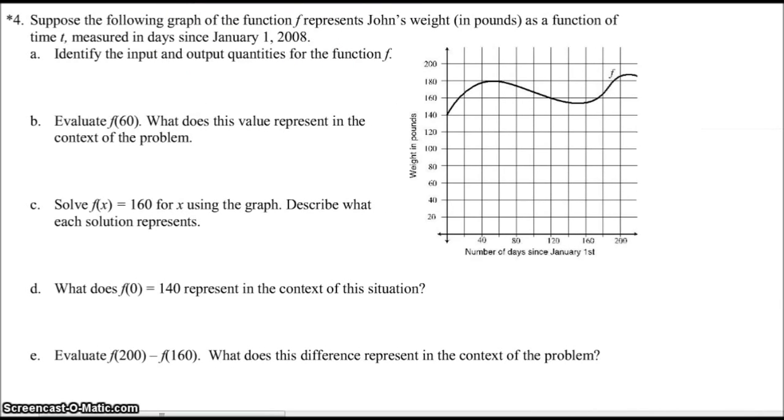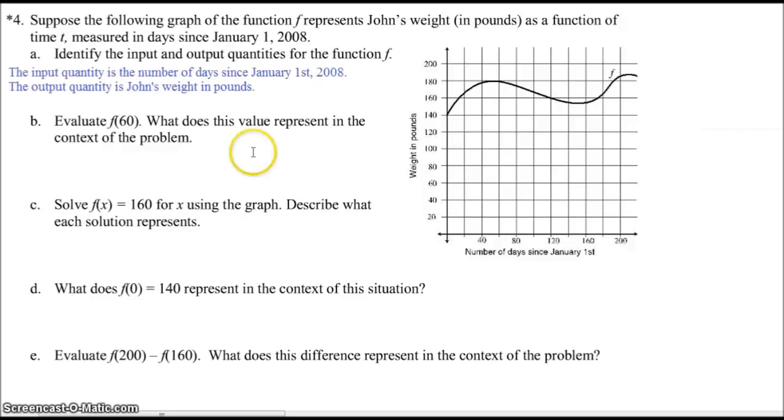Number 4. Suppose the following graph of the function f represents John's weight in pounds as a function of time t measured in days since January 1st, 2008. Identify the input and output quantities for the function f. Notice that we have John's weight as a function of time t. So the time t is the input and John's weight is the output.